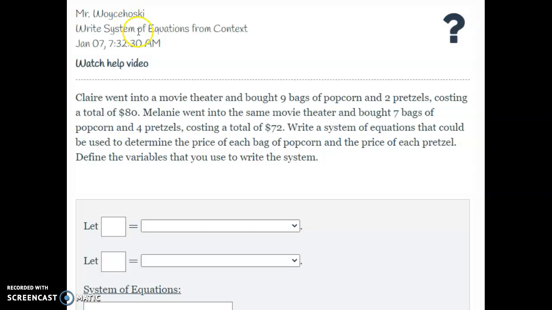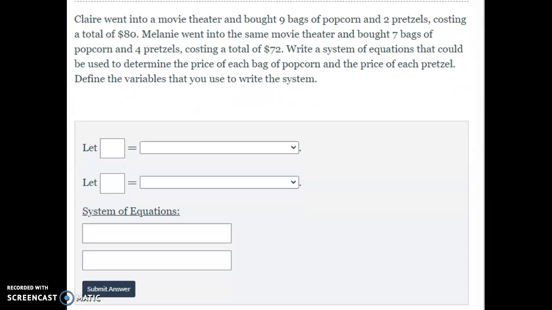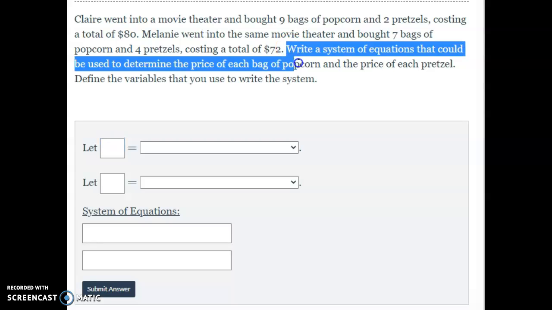So if I go to new problem, you're going to notice all the problems are kind of the same. They're going to give you a word problem, ask you to define the variables and write the system. And so you really should read the whole thing. But one of the things you want to look for when you're reading it is what is it asking for in the end? What is it they want us to find? Because that's what your variables are going to be.